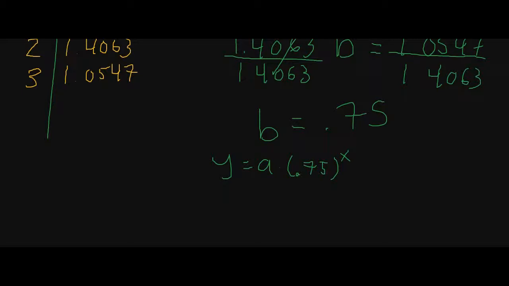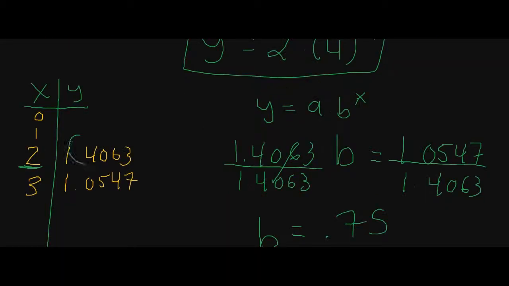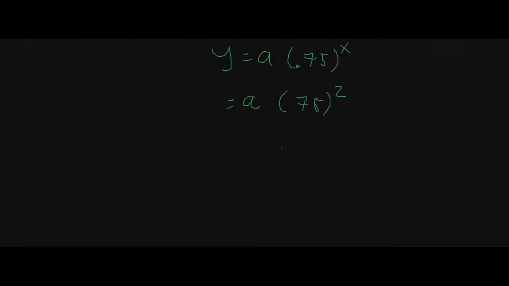So when x is 2, I'm going to get y is equal to a times 0.75 raised to the 2. And if you look, when my x value is 2, my y value is 1.4063. So I'm going to get 1.4063 is equal to a times, well, what's 0.75 squared? Let's go ahead and do 0.75 squared. 0.75 squared is equal to 0.5625.